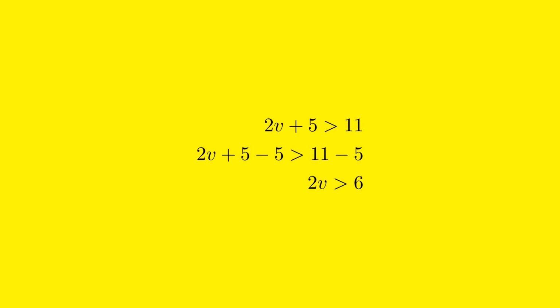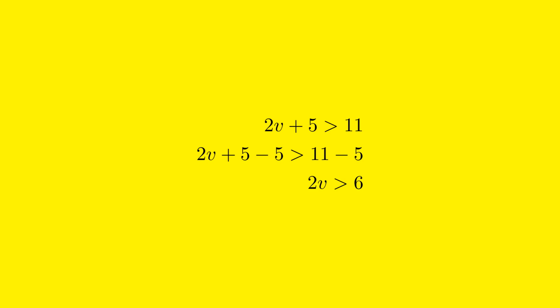Step 1. We begin with the inequality 2v + 5 > 11. Our goal is to isolate the variable v on one side of the inequality. To do this, we need to eliminate the number 5 that is being added to the variable term 2v. We accomplish this by subtracting 5 from both sides of the inequality. This ensures that the inequality remains balanced.